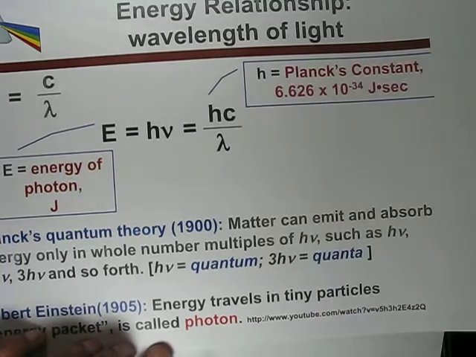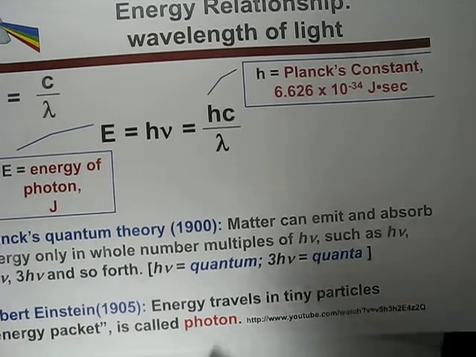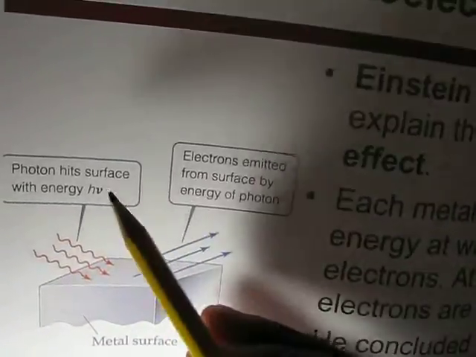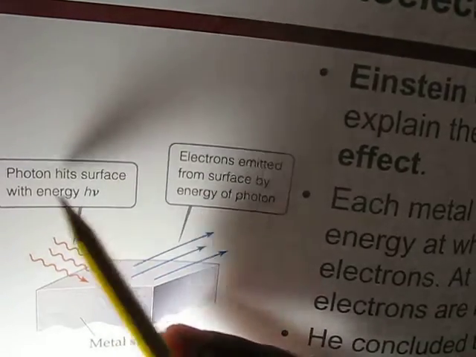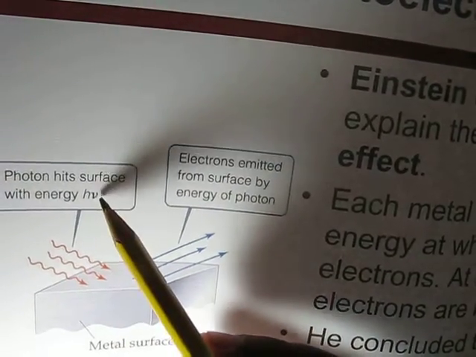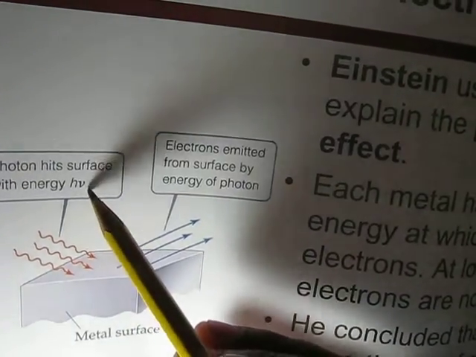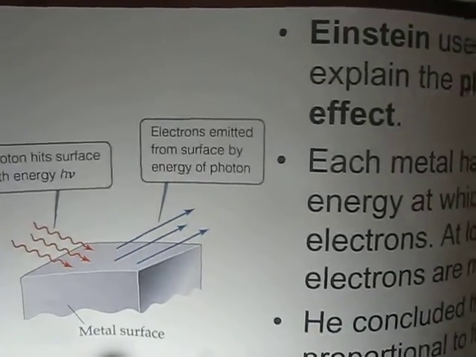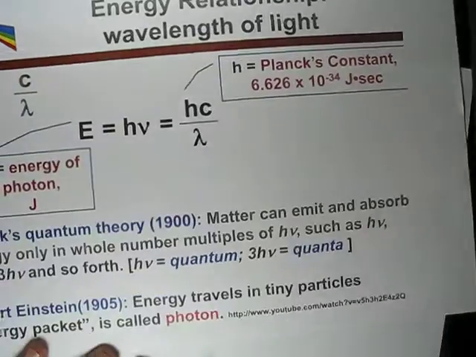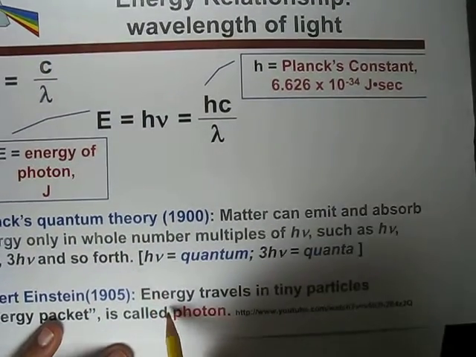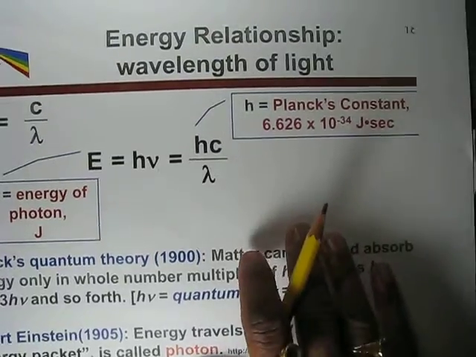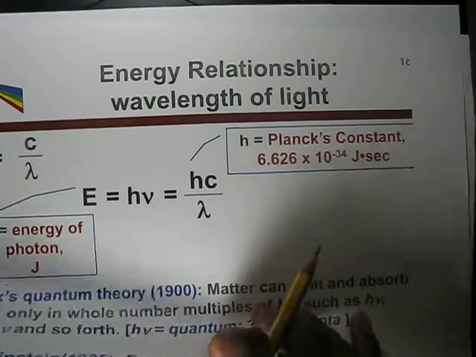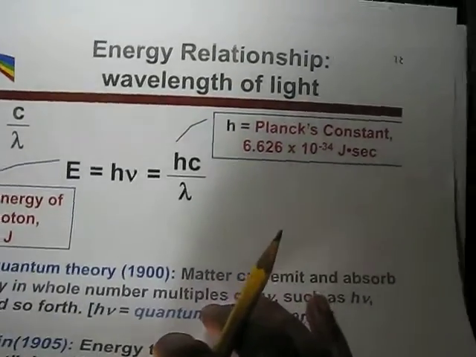So whenever light comes, as you can see in this picture, when light hits the metal surface, it hits in the form of h nu, which is called quanta, and this energy comes in the form of packets. That packet is called a photon. The term photon was given by Einstein. So these phenomena, which were not explained by the wave nature of light, were explained by these quantum and energy terms.